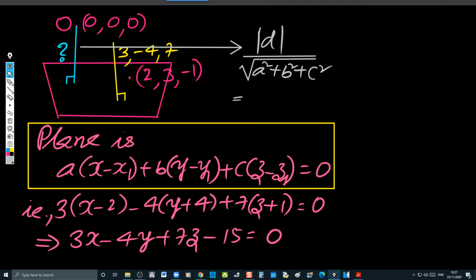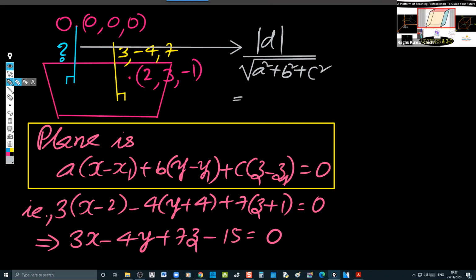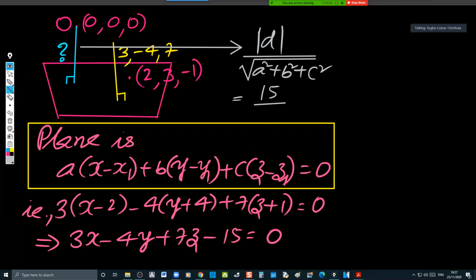Sir, it's mod 15 by root 74. That's good. Mod d means modulus of minus 15 by root over a square plus b square plus c square. 9 plus 9 plus 16 plus 25, 49. 25 plus 49, no? Yes, sir. 49, 74. Very good.